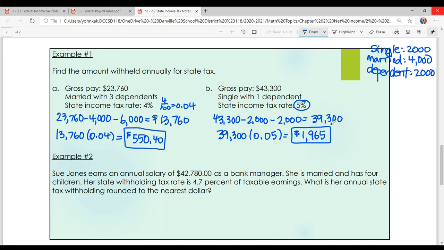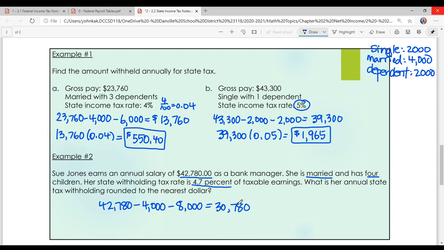Okay, so for example number 2, Sue Jones earns an annual salary of $42,780 as bank manager. She is married and has 4 children. Her state withholding tax rate is 4.7% of taxable earnings. What is her annual state tax withholding rounded to the nearest dollar? Okay, so first, Sue makes $42,780. I'm going to subtract off, because she's married, $4,000. I'm going to subtract off 4 children. So 4 times 2,000 is 8,000.